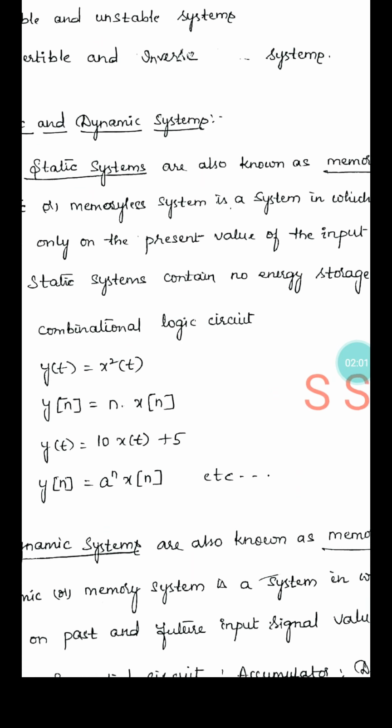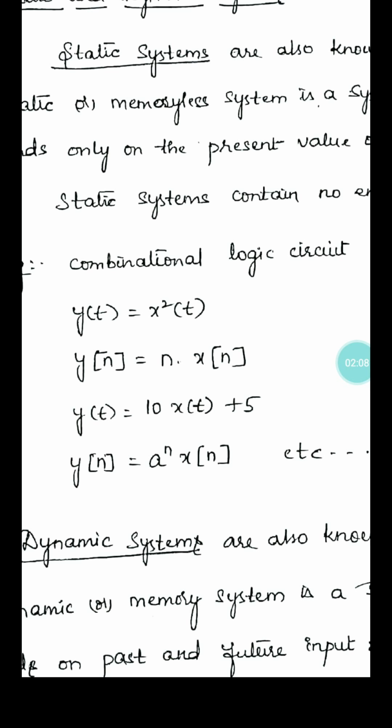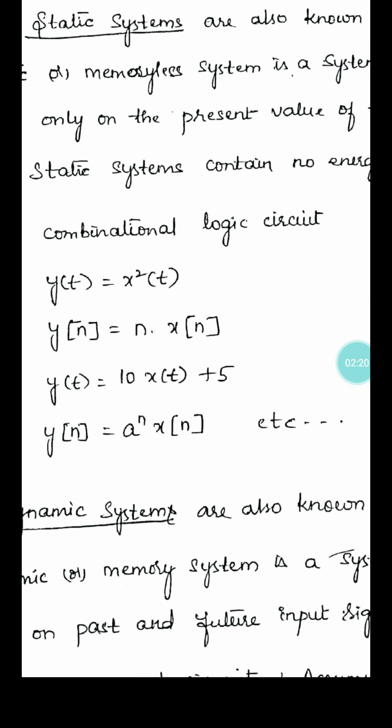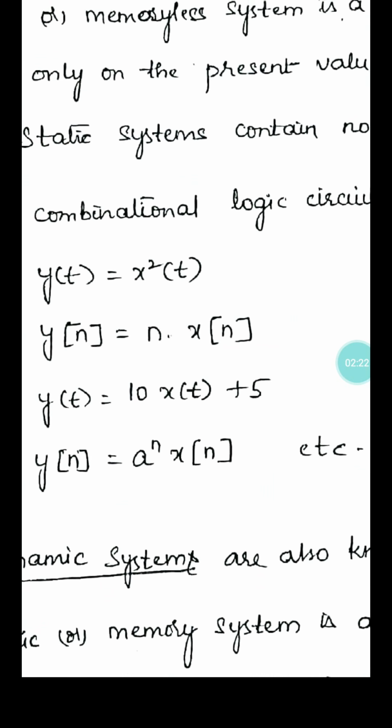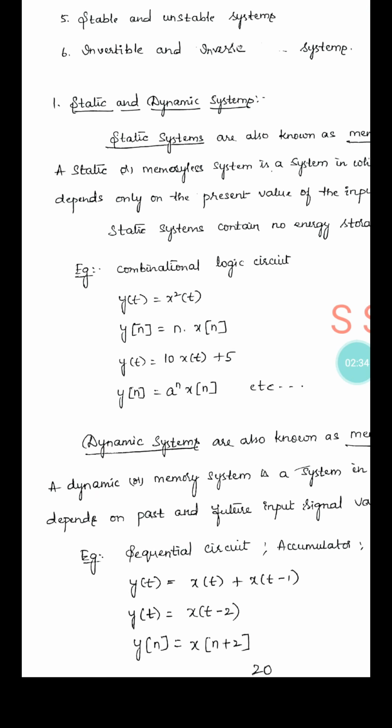See here some mathematical expressions. These examples are combinational logic circuits. Static systems are used in combinational logic circuits. The first expression is y of t is equal to x square of t. This is the present value of the input signal. Here x of t is the input signal and y of t is the output signal. Both have the same time t, so this is nothing but the present value of the input signal, right?